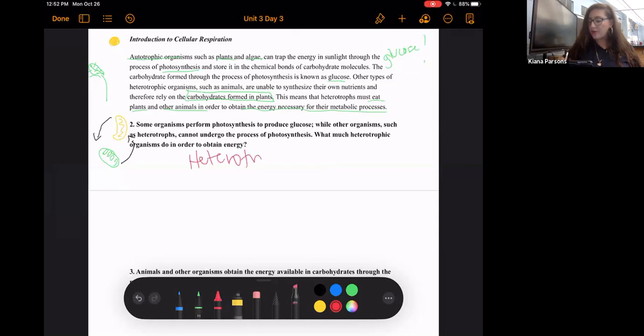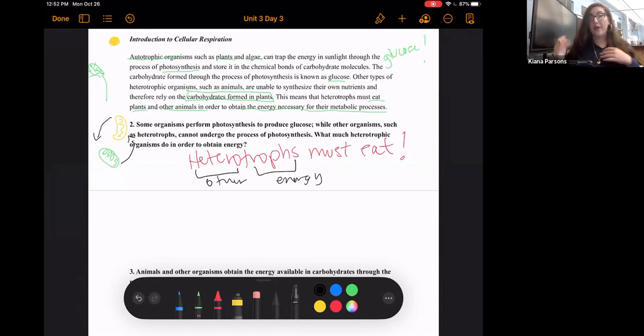Heterotrophs must eat because we must consume energy from other sources. And that's what heterotroph means. It means energy from somewhere else. Whereas autotroph means energy from self, produced by photosynthesis.